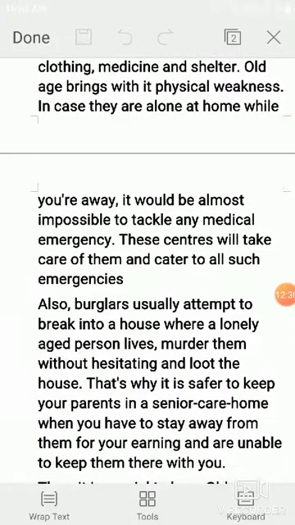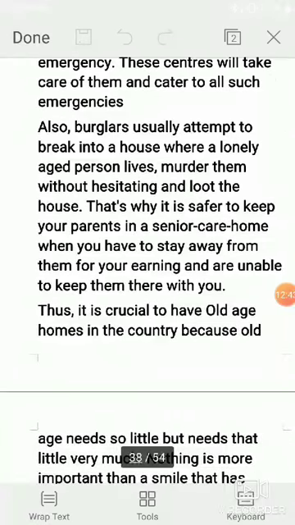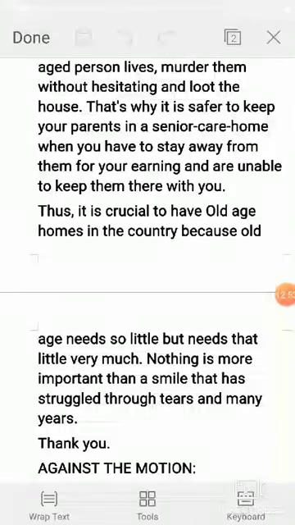Old age brings with it physical weakness. In case they are alone at home while you are away, it would be almost impossible to tackle any medical emergency. These centers will take care of them and cater to all such emergencies. Also, burglars usually attempt to break into the house where a lonely aged person lives, murder them without hesitating, and loot the house. That's why it is preferable to keep your parents in a senior care home when you have to stay away from them for your earning and are unable to keep them with you.